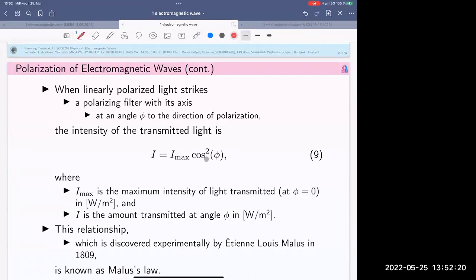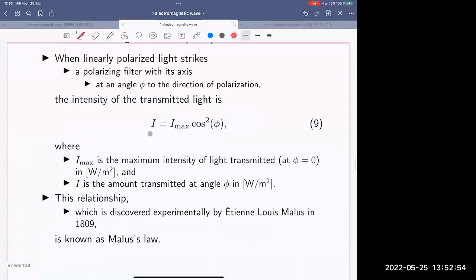Cosine square means the deviation once you have the orientation by phi from the vertical line. I max is the maximum intensity of the light transmitted at phi equals 0, and the unit is watt per square meter. I is not the current. I is the amount of light transmitted at angle phi. This I is not electric current, it is intensity in physics. This relation has been discovered by Malus. Malus law.